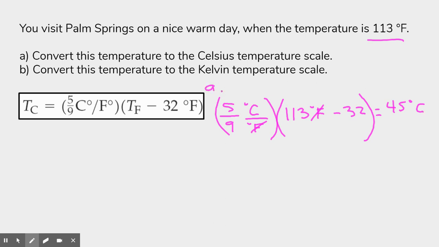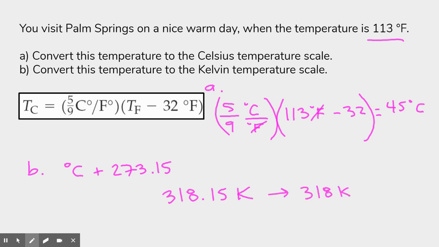Now let's go ahead and convert that to Kelvin. This is the really easy part. Remember, the Kelvin temperature is just the degrees Celsius temperature plus 273.15. And when we do this, we will find 45 plus 273.15 gives us 318.15, and that's Kelvin. But if we're doing sig figs, then we would just drop the decimal and it would just go to 318 Kelvin. And that is it for that problem.